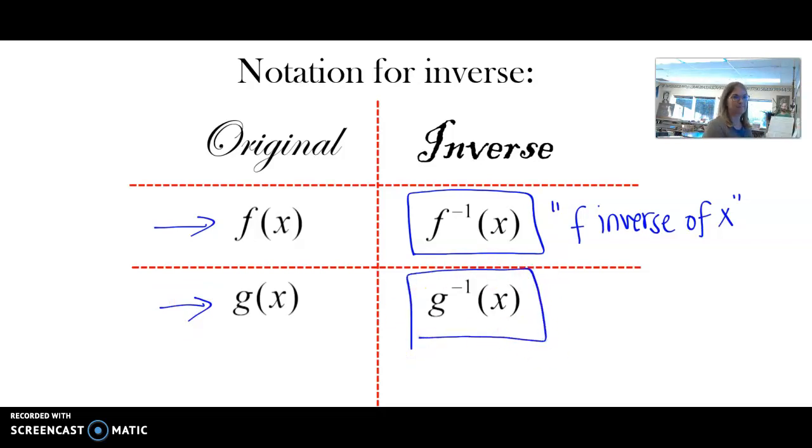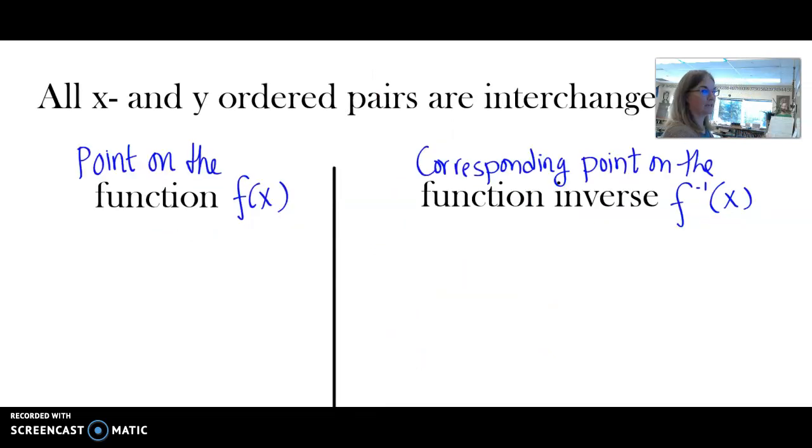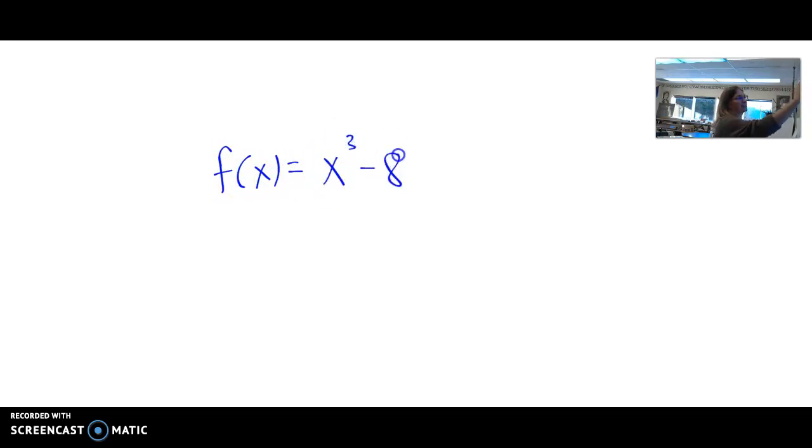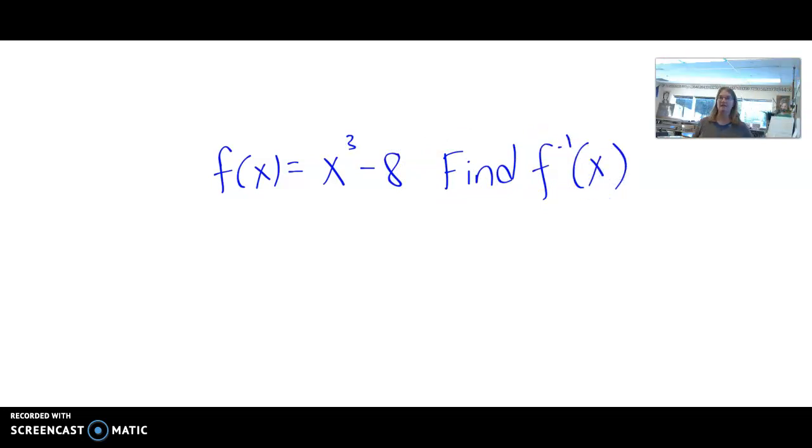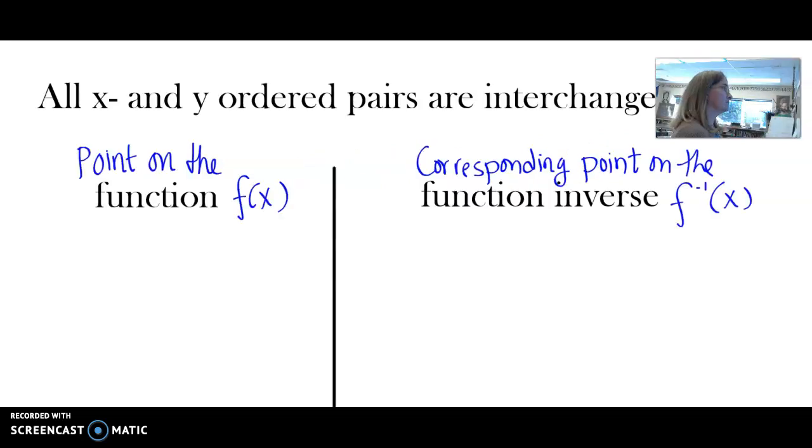Okay, so if I ask you, I'll say f of x equals, I don't know, x cubed minus 8. And then I might say find f inverse of x. You'll need to know what that notation is asking you to do. It's asking you to find the inverse relation, because not all inverses are going to be functions, which we'll look at in the second video.